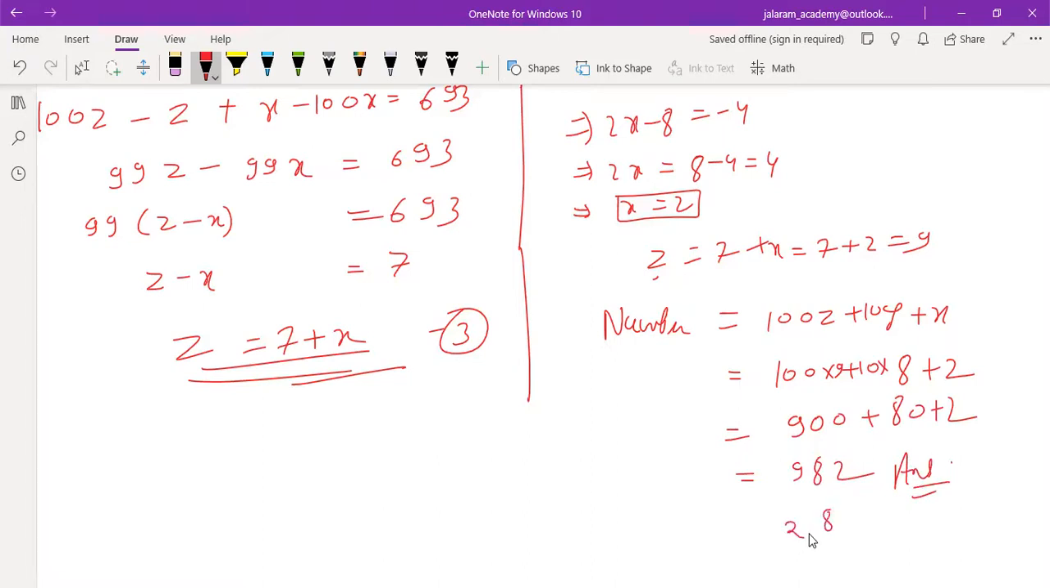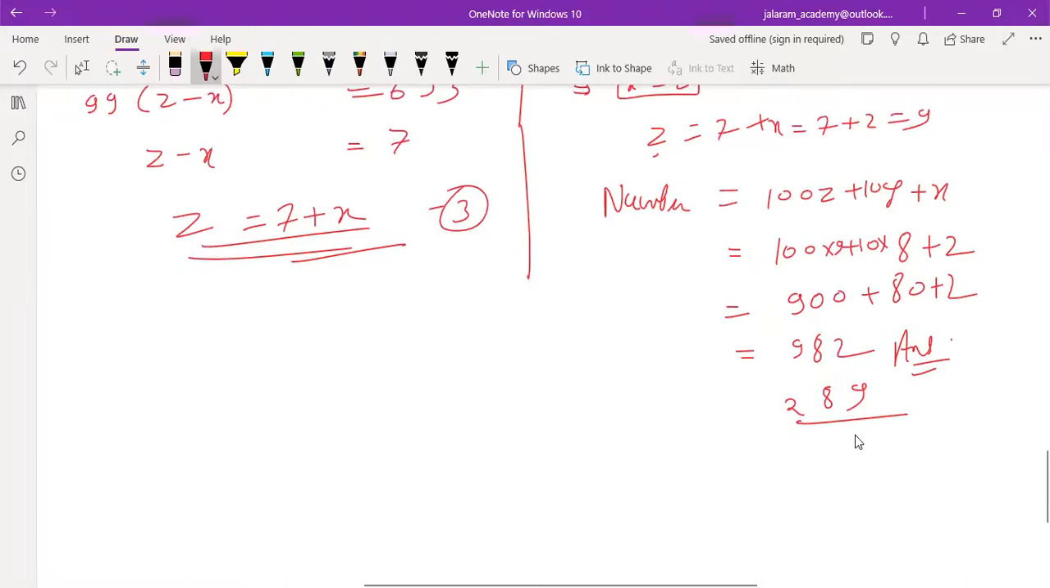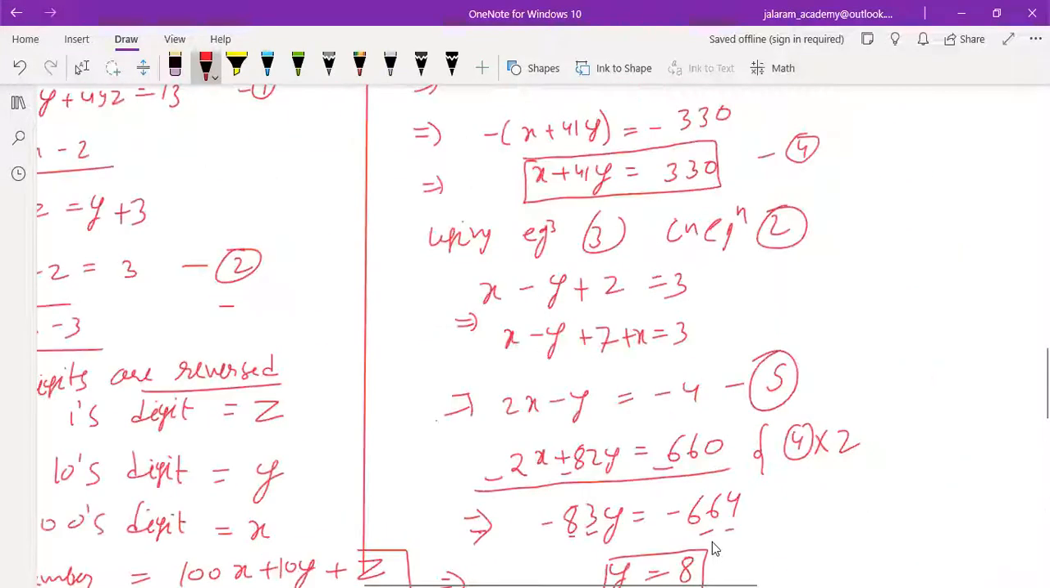So look at this. If we interchange, it is 289. Checking the number, is it correct or not? Checking the answer. 12 minus 3, 9. 17, 12 minus 9, 3. 17 minus 8, 9. 7 and 8 minus 2, 6. Okay, so it is 693. Correct. This is the difference.